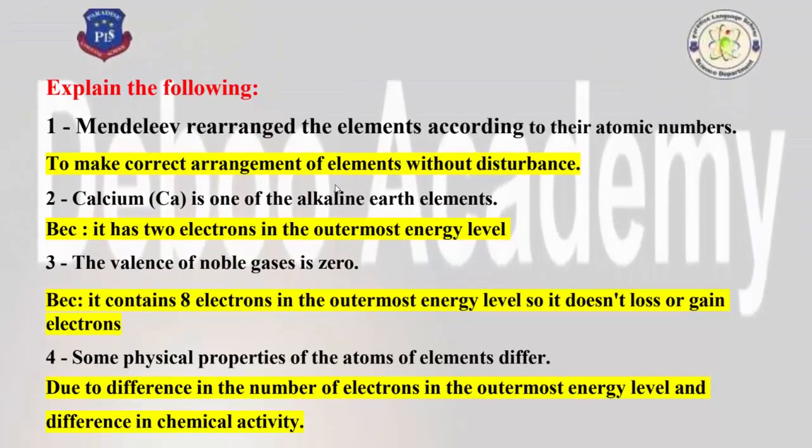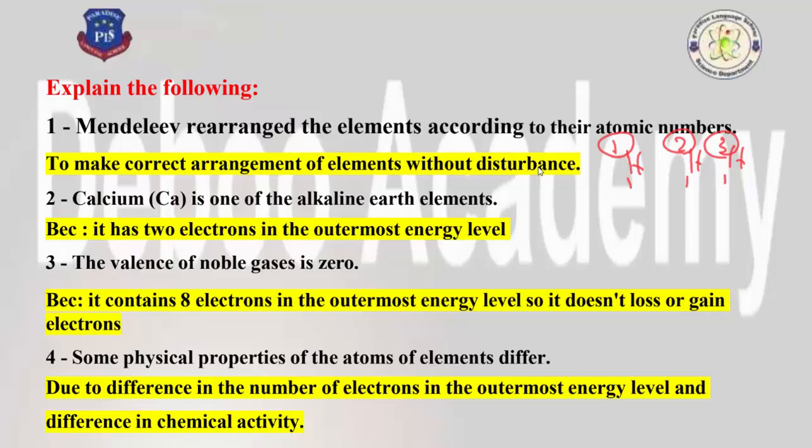Moving to explain the following. Mendeleev arranged the elements according to their atomic numbers to make a correct arrangement of the elements without disturbance. As we said before, H11, H12, H13 are all isotopes of hydrogen. They are equal in atomic number but different in mass. So he chose the atomic number to not make disturbance in arrangement.